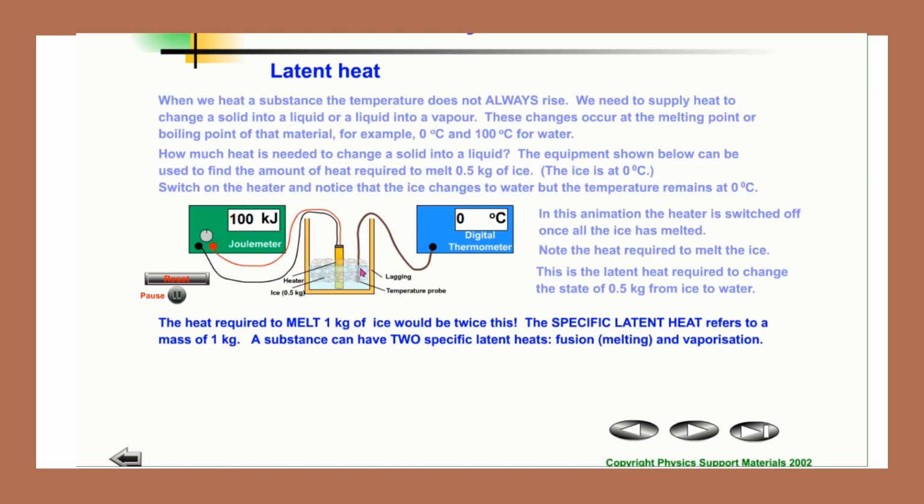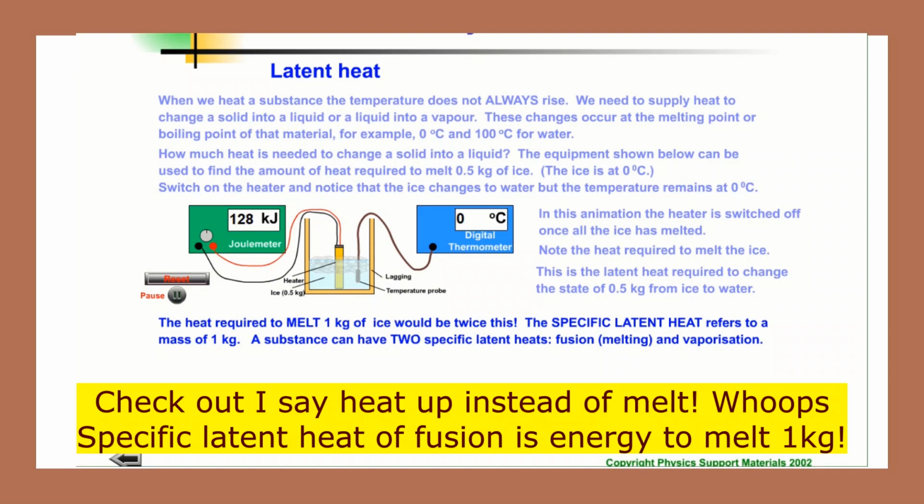What's very fascinating is we don't melt a little bit of ice and then heat that up. We melt all the ice and then the temperature starts to change. So the heat to melt 1 kilogram of ice is going to be twice the energy that it's going to take to melt half a kilogram of ice. And that's what we call the specific latent heat, because the specific latent heat refers to a mass of 1 kilogram. And you've got two different types of latent heat.